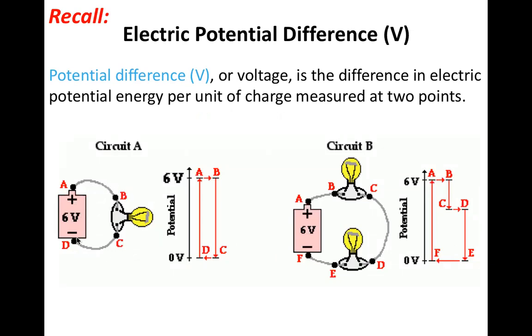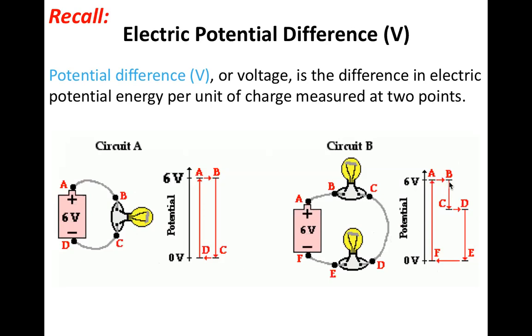So if there's only one light bulb and you gain 6 volts across the battery, you will lose that 6 volts across the light bulb. And that will be reflected in the energy that you see, how bright the light bulb is. If you have a 6-volt battery that is connected to 2 light bulbs, you gain 6 volts across the battery, but that has to be distributed across 2 loads.